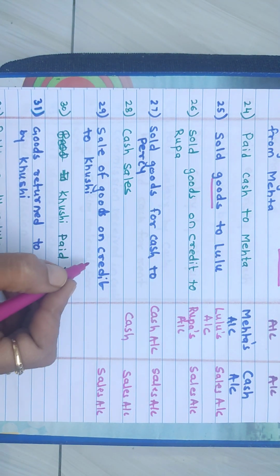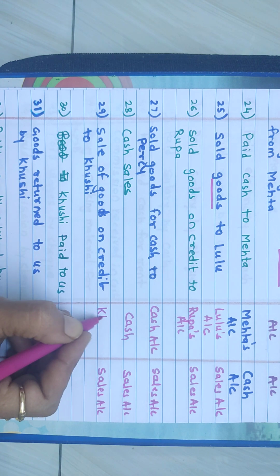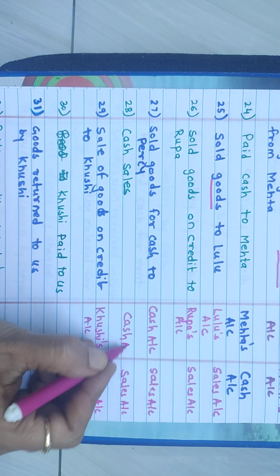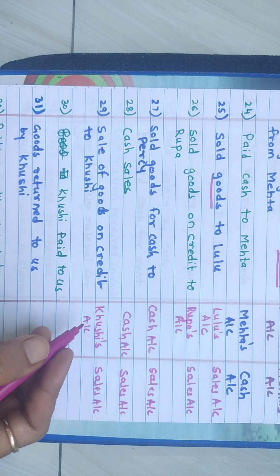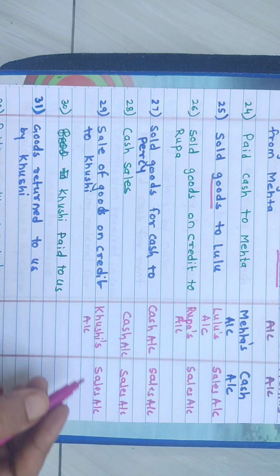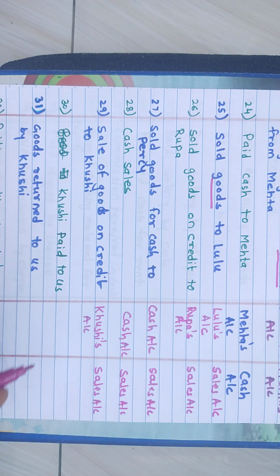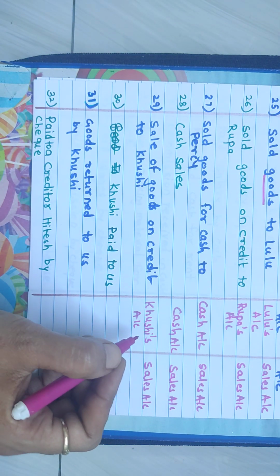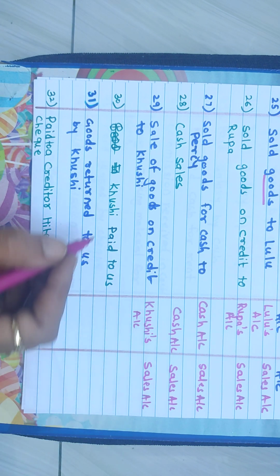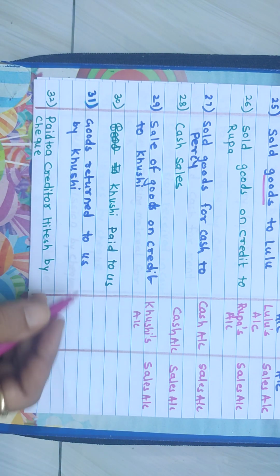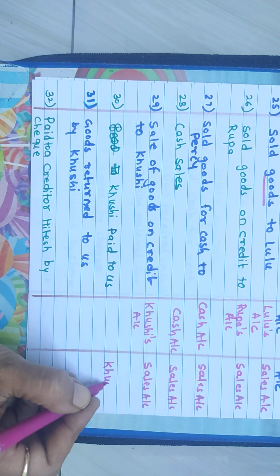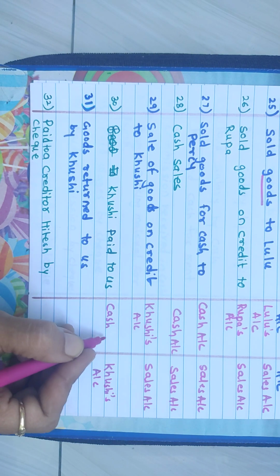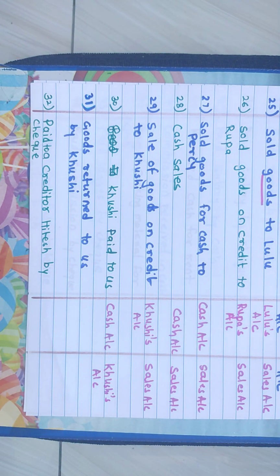Now sale of goods on credit to Khushi. Here goods are sold on credit. So instead of cash, we have to give debit to that person's account. That Khushi's account is debited and sales account is credited. Now Khushi paid to us. When we sold goods to her, she is the receiver of the goods, so her account is debited. Now when she is paying to us, her account will be credited. Khushi's account is credited. And what is she paying? Cash. If she is paying by check, we have to give debit to bank.